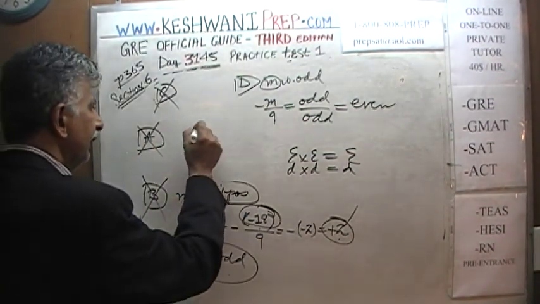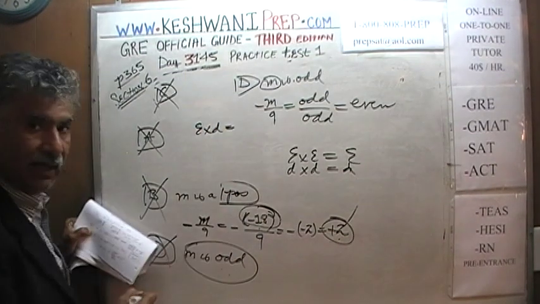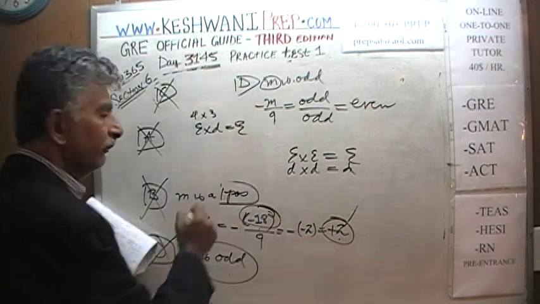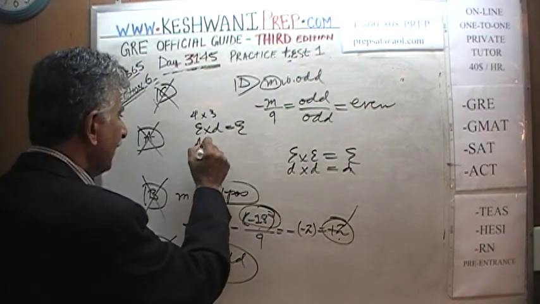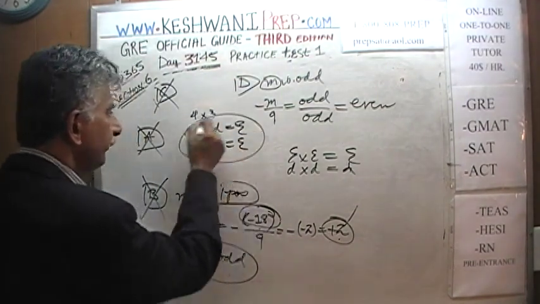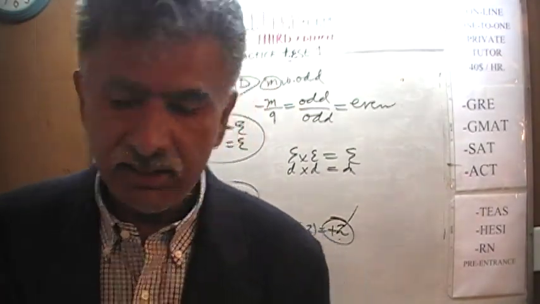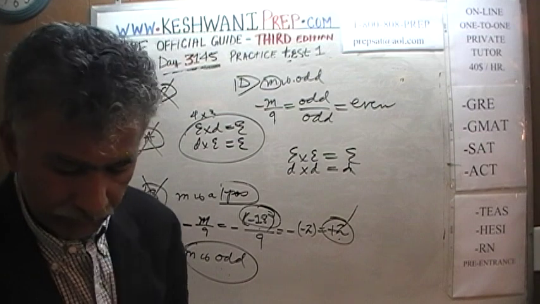if we multiply even times odd? For example, 4 times 3 is 12, you're going to end up in an even. Similarly, odd times even, you're going to end up in even. When we multiply an odd number by an even number, you end up with an even number.